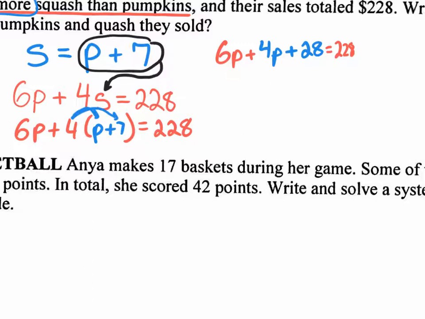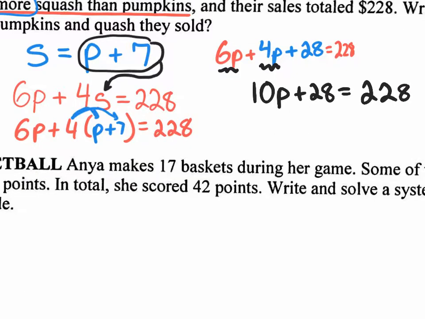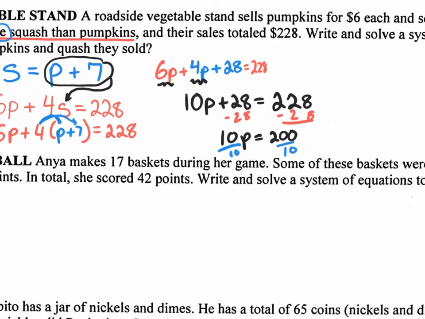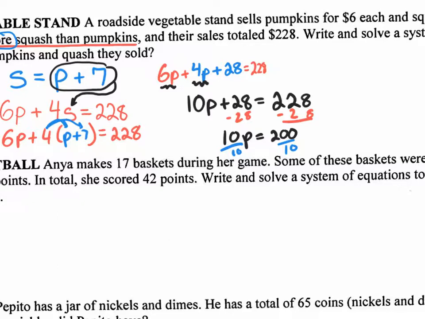So when I go 6 plus 4, that's going to be a total of 10 pumpkins. I still have the plus 28 equals 228. So when I solve this, subtract 28, you will get a new equation that reads 10p equals 200, right? When you subtract 28 from 228, divide by 10. How many pumpkins were sold? 20 pumpkins were sold. So p equals 20.